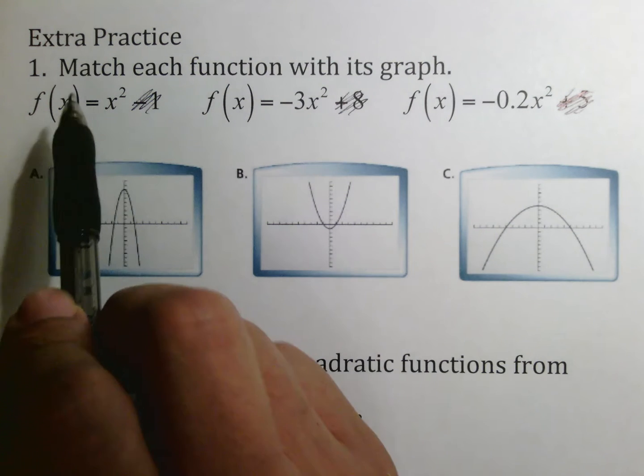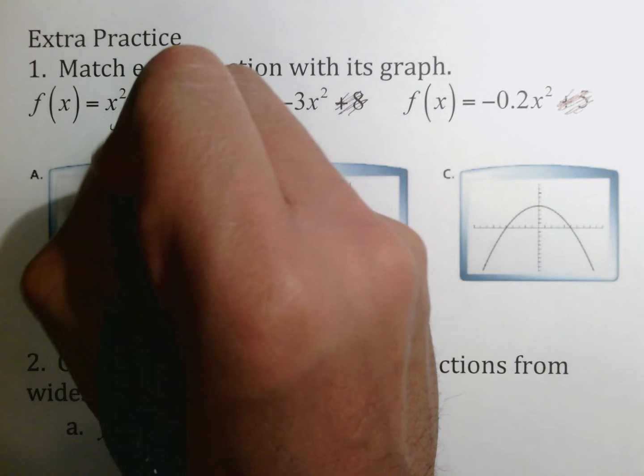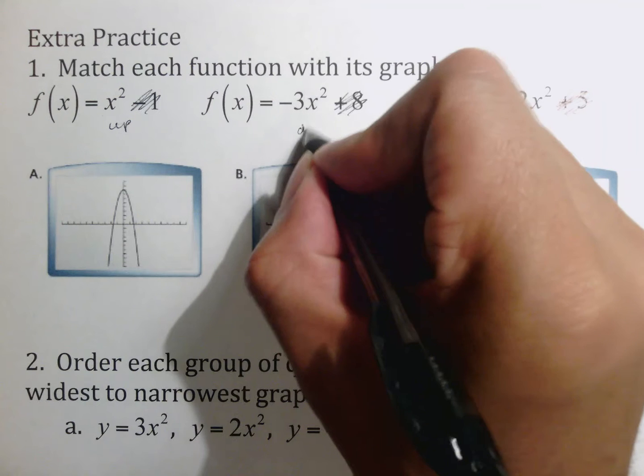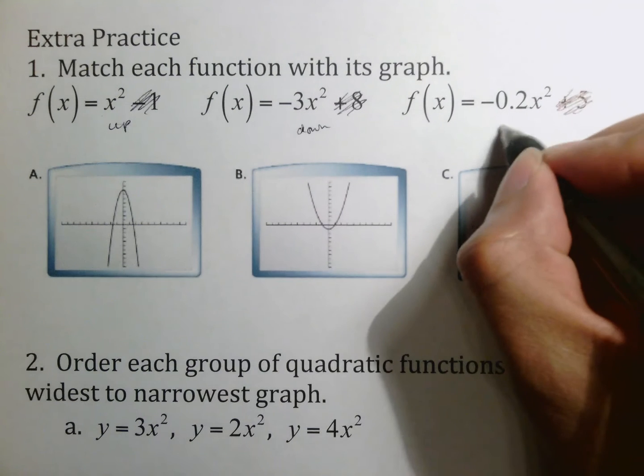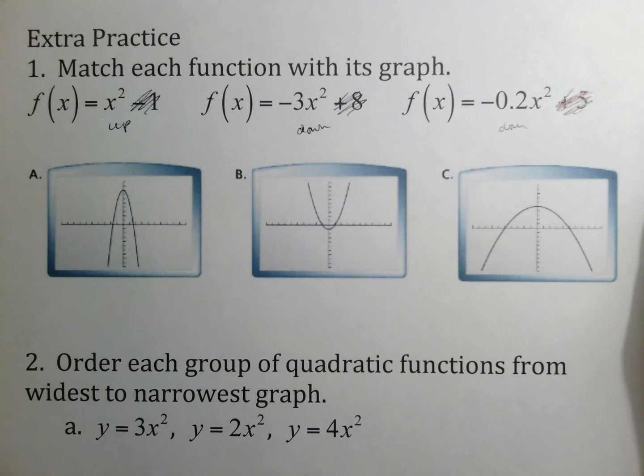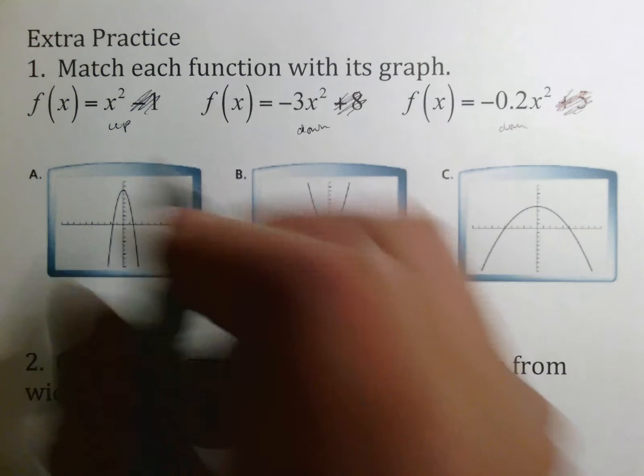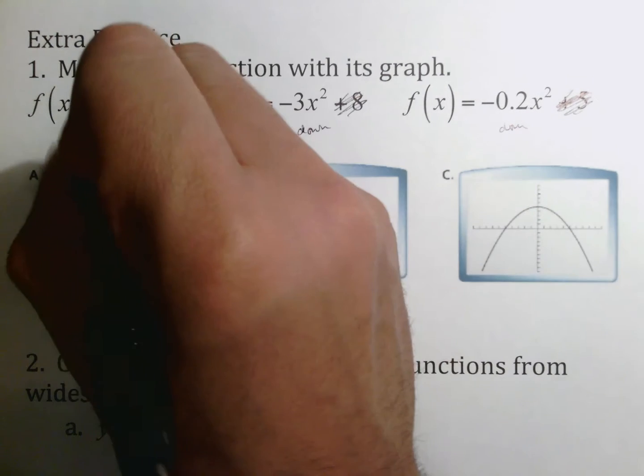The first thing I notice is that this is positive, so this should open up. This is negative, so this should open down. And this is negative, so this should also open down. And if you look at your three options, there's only one graph that opens up, and that is B. So that means that this one here is B.